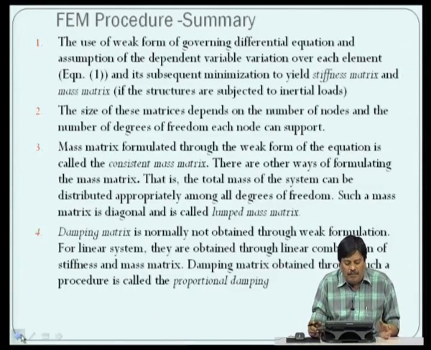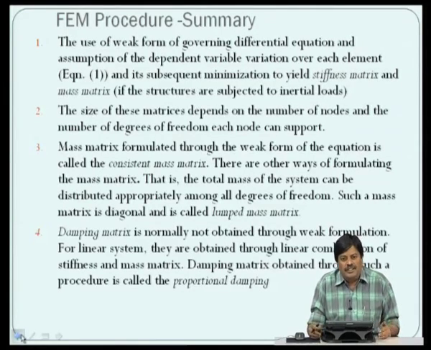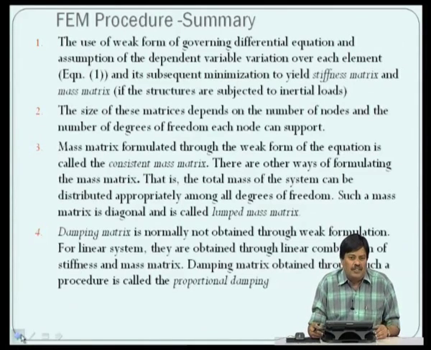Now, the mass matrix formulated through the weak form, as I said, is called the consistent mass matrix. There are other ways of formulating the mass matrix, which we will not go into in detail in this course. It is beyond the scope of this course. In which case the consistent mass matrix is a completely full matrix, and its size depends upon the structure. It is 2 by 2 for a rod, 4 by 4 for the beam, etc.